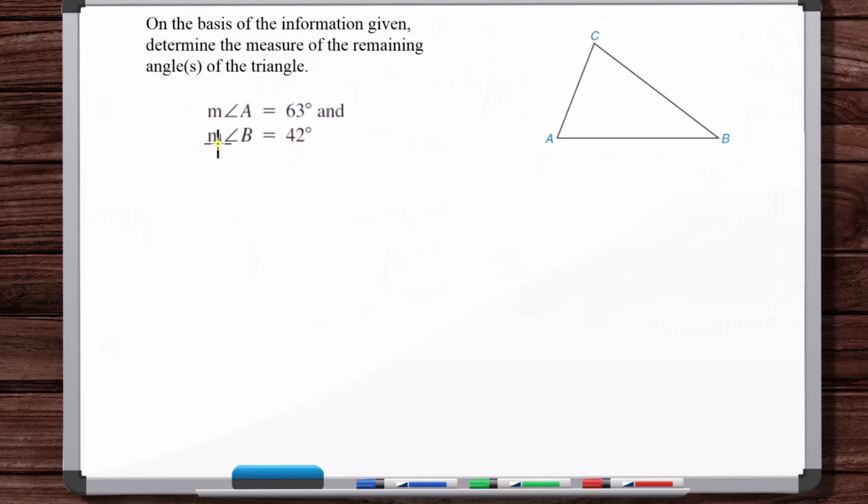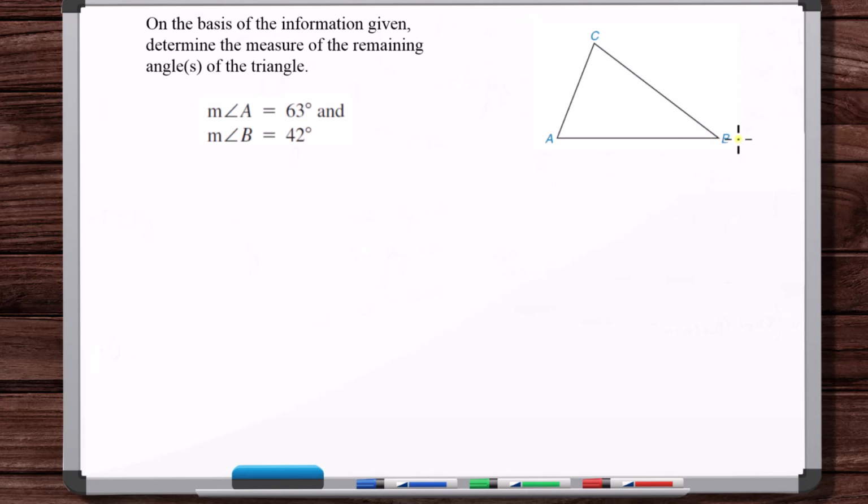Okay. On the basis of the information given, determine the measure of the remaining angles of the triangle. So if the measure of angle A is 63 degrees and the measure of angle B is 42 degrees, then they're asking what is the measure of angle C? Well, we know that we proved a theorem that states that the sum of the interior angles of any triangle, no matter what kind, is equal to 180 degrees.